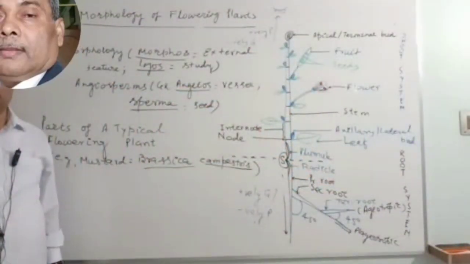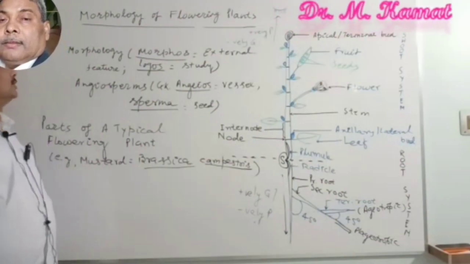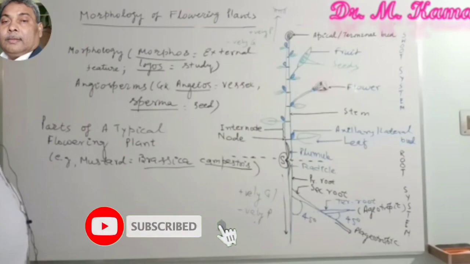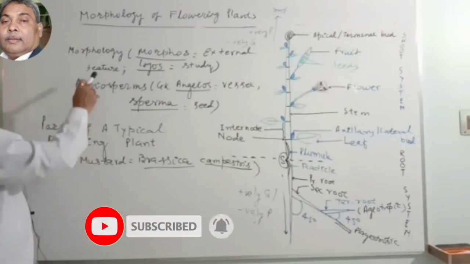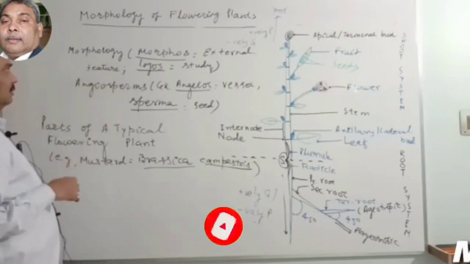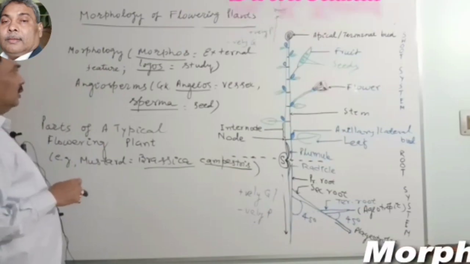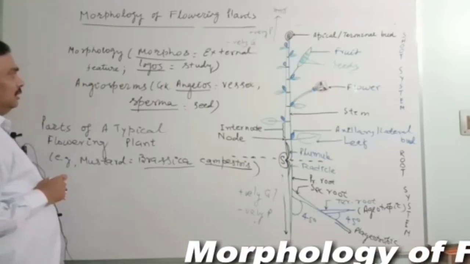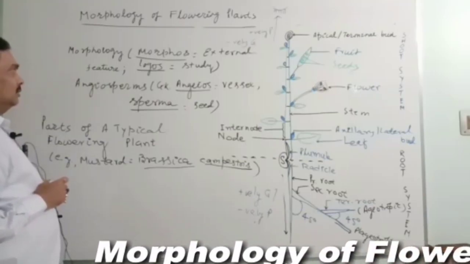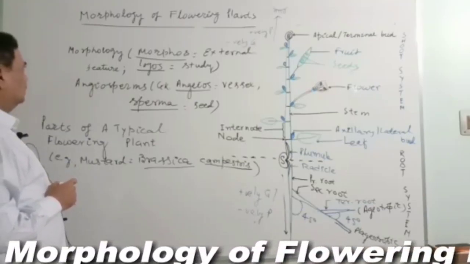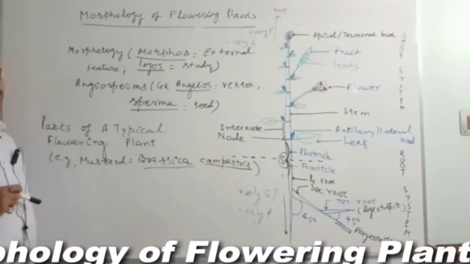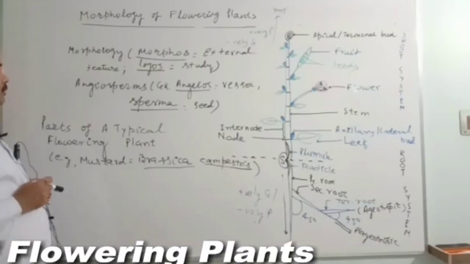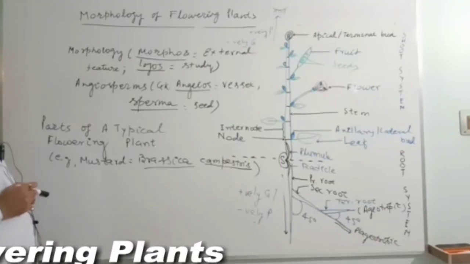Dear students, I am going to discuss morphology of flowering plants. The term morphology has been derived from two Greek words, morphos and logos. Morphos means external feature and logos means study. Thus, morphology deals with the study of external feature and form of plant parts.